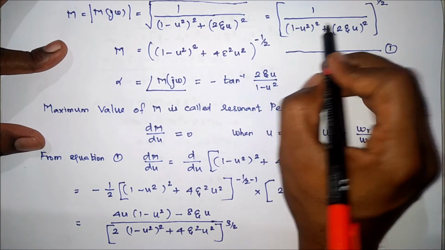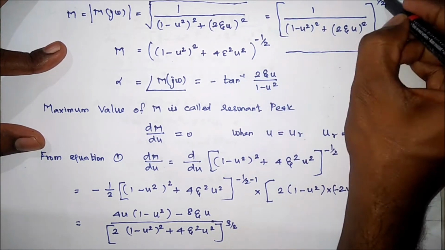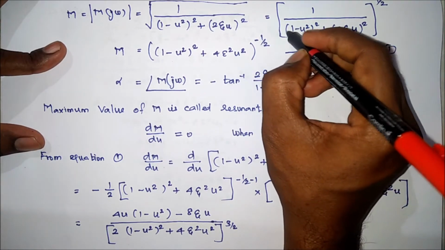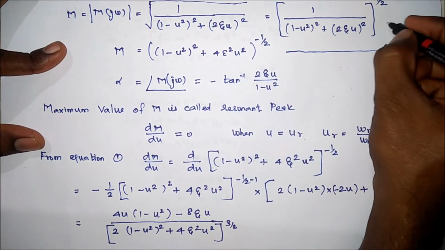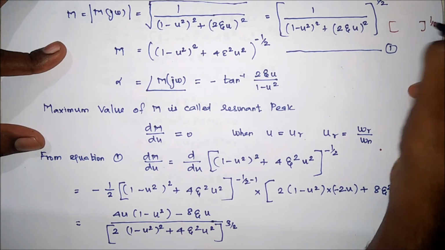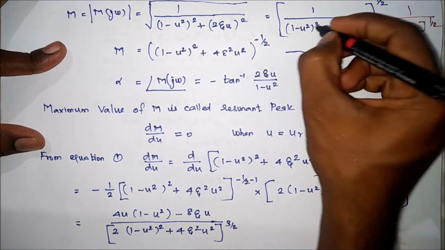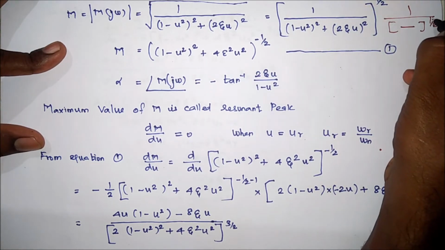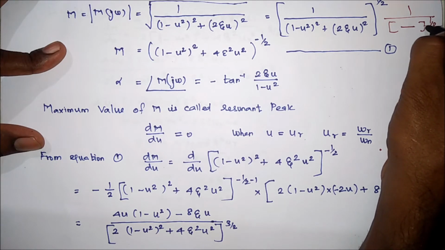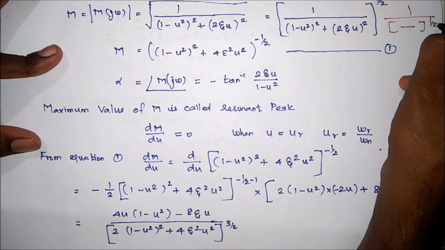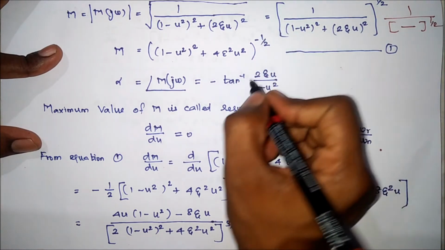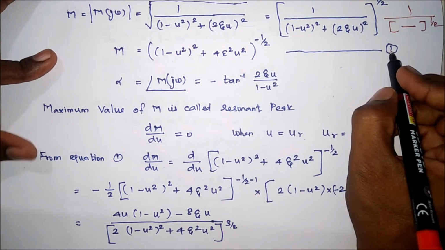Next, so now if we consider square root for this alone, we can write like this. So here it will become 1 divided by this into whole power 1 by 2. Now we have to take this into numerator, so this 1 by 2 plus 1 by 2 will become minus 1 by 2. We can consider this as equation number 1.